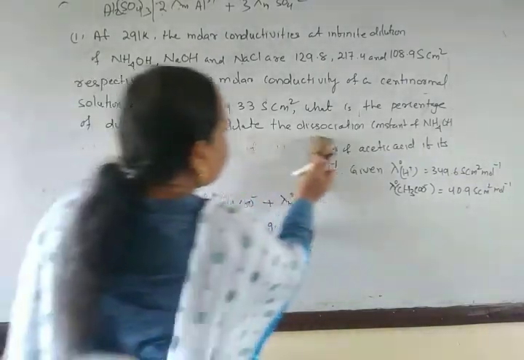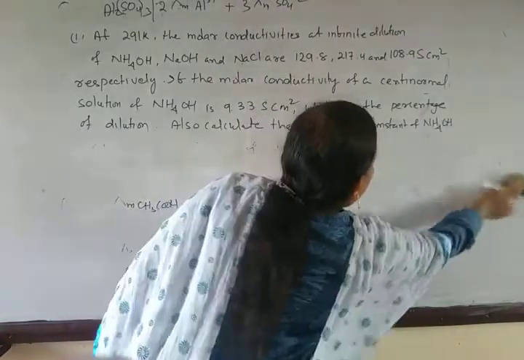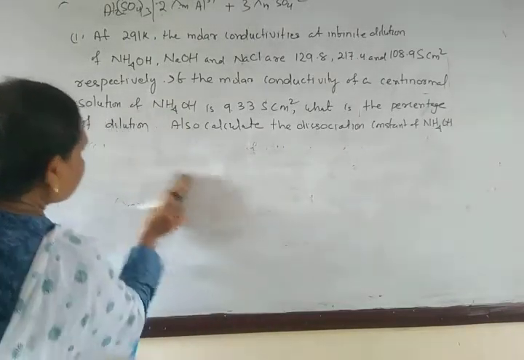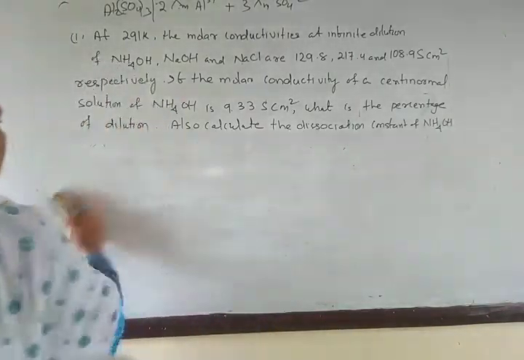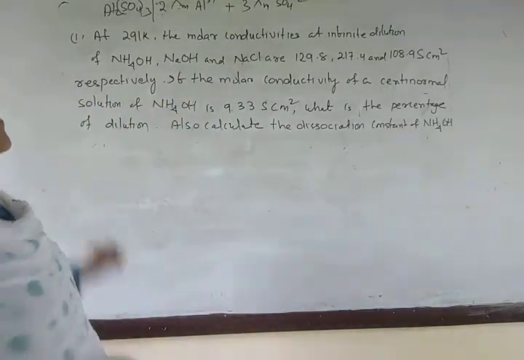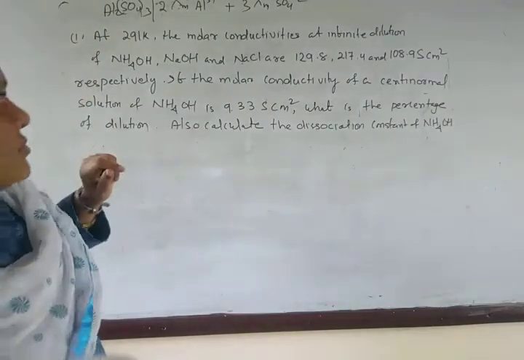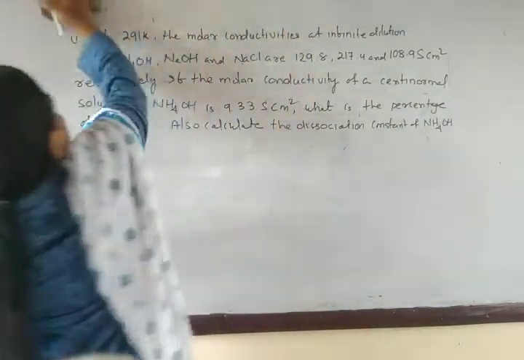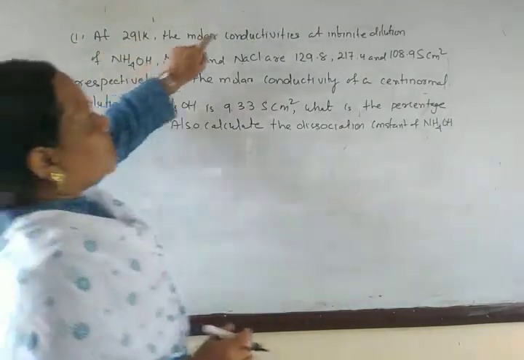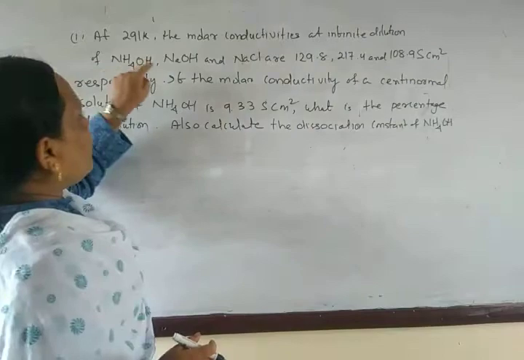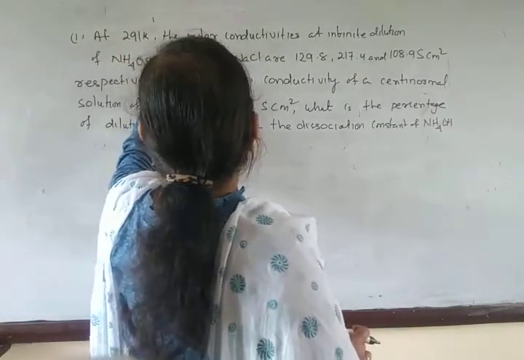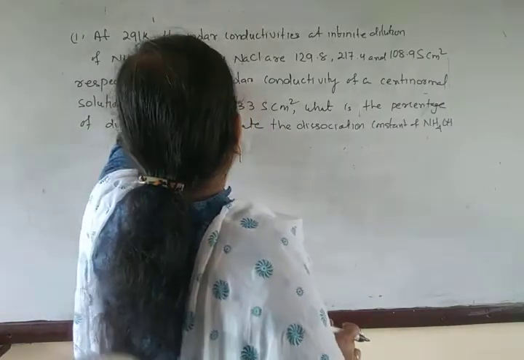This question number 1 is the combination of so many applications of Kohlrausch's law. Given at 291 Kelvin, the molar conductivities at infinite dilution of ammonium chloride, sodium hydroxide, and sodium chloride are this much, and this much.